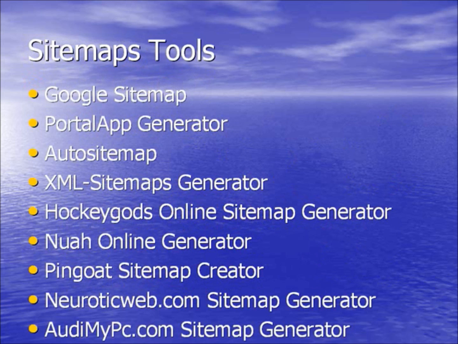Now here is a list of some of the sitemap tools that are available online. There's Google Sitemaps, there's Portal App Generator, there's Auto Sitemap, there's XML Sitemap Generator, the one which I just showed you. There's HockeyGod's Online Sitemap Generator, there's Nua Online Generator, there's PinGoat Sitemap Generator, there's NeuroticWeb.com Sitemap Generator, and there's AudiMyPC.com Sitemap Generator. These are only a handful, and there are lots and lots of more sitemap generators, and quite a few of them are free to use.